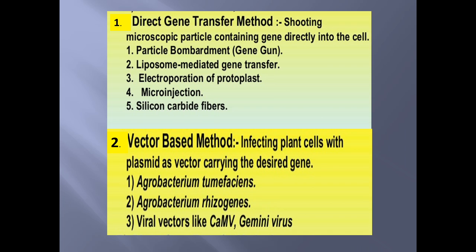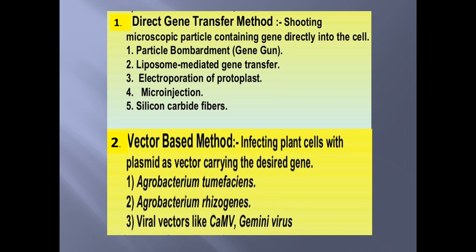Whereas coming to the second method, the indirect method of DNA transfer, which is also called the vector based method, we use a mediator to carry our gene and transfer it into the desired host or recipient cell. In the vector based method, mainly microorganisms such as bacteria or viruses are used for transferring the gene, and these act as the transforming vehicles.